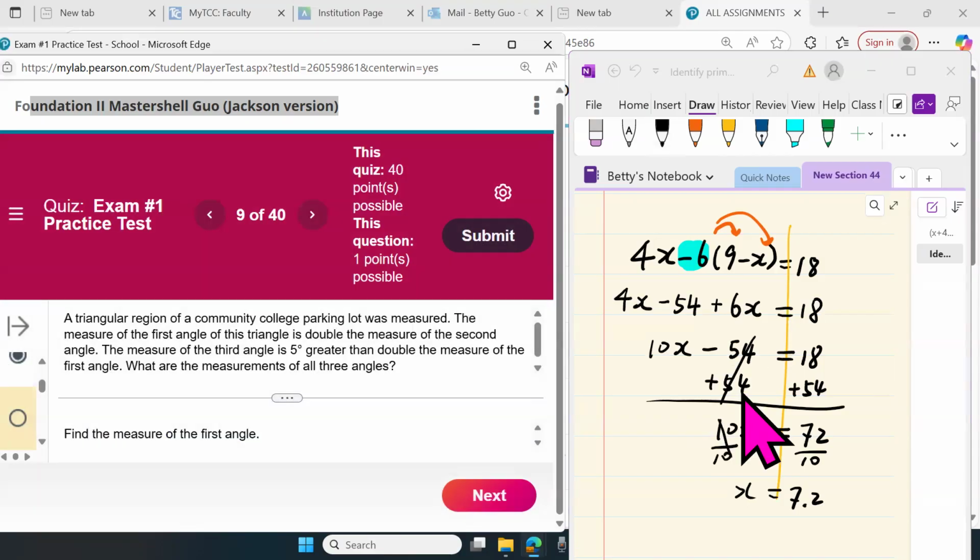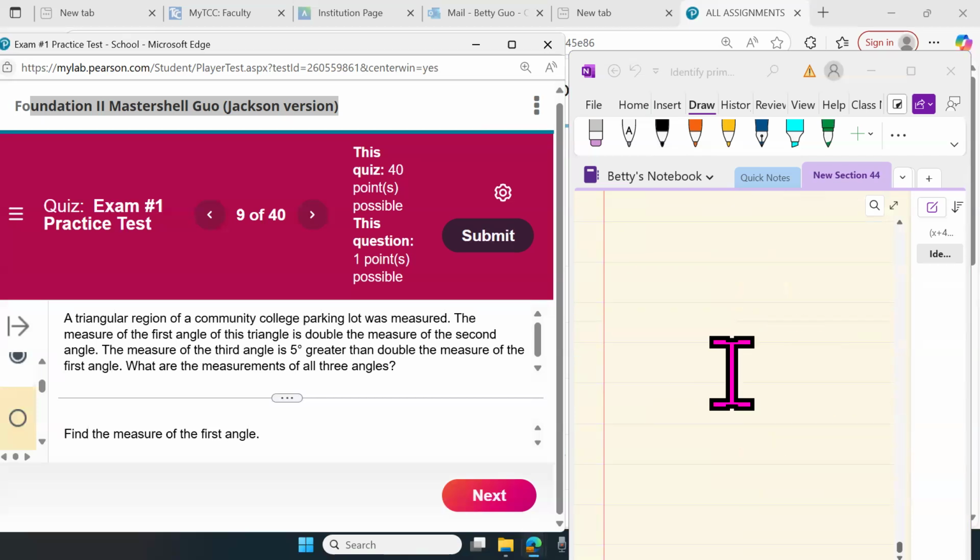Next. This question is a word problem. Let's take time to read the sentences.